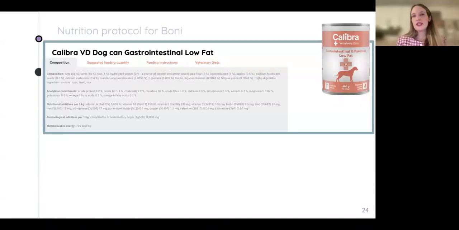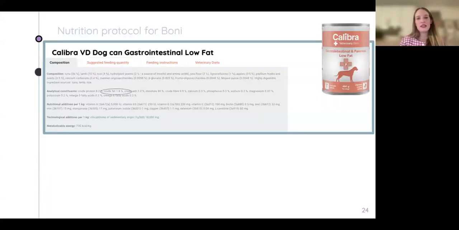So in those cases, it is reasonable to start with just the canned diet as the only thing to give, and then later we can add some kibbles that have the same characteristics as this canned diet.